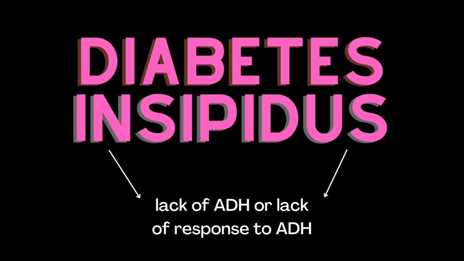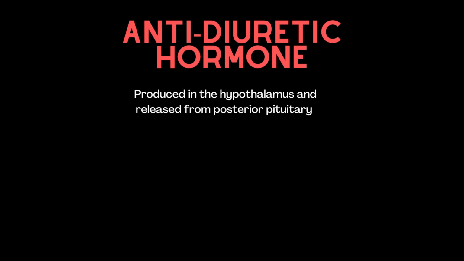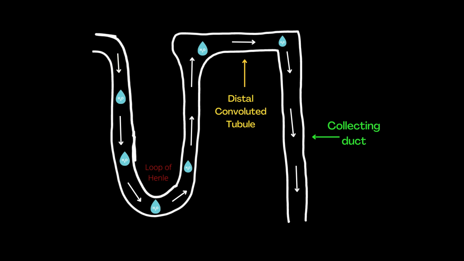Diabetes insipidus is a lack of antidiuretic hormone or a lack of response to antidiuretic hormone. Antidiuretic hormone is produced in the hypothalamus and released from the posterior pituitary gland. ADH and prolactin are the only two hormones released from the posterior pituitary.